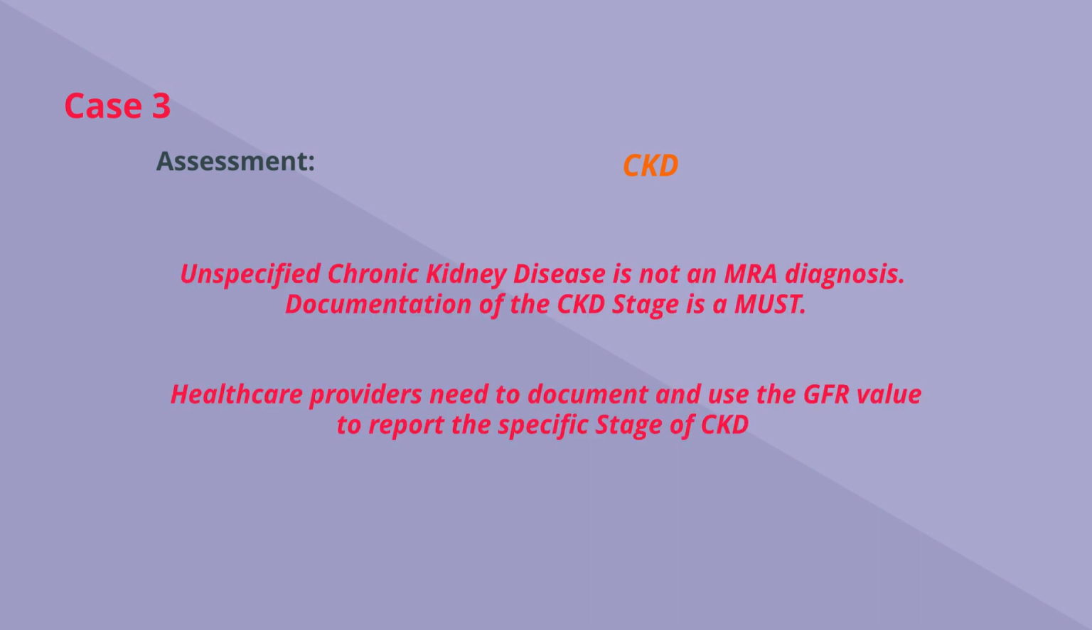Unspecified chronic kidney disease is not a risk adjustment diagnosis. Documentation of the CKD stage is a must. The physician needs to document the glomerular filtration rate value and use it to report the specific stage of the chronic kidney disease.